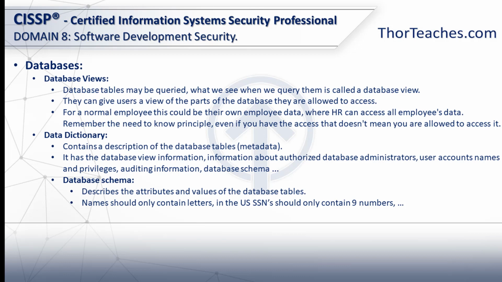And the last one I mentioned there, the database schema, describes the values and attributes of the database tables, meaning names should only have letters. In the US, a social security number should only have 9 numbers, and it should only have numbers. Back to the database example we had earlier where we had some integrity issues, the title should be data typed to only allow titles. We wouldn't have had the 120 hours error we had in that example.